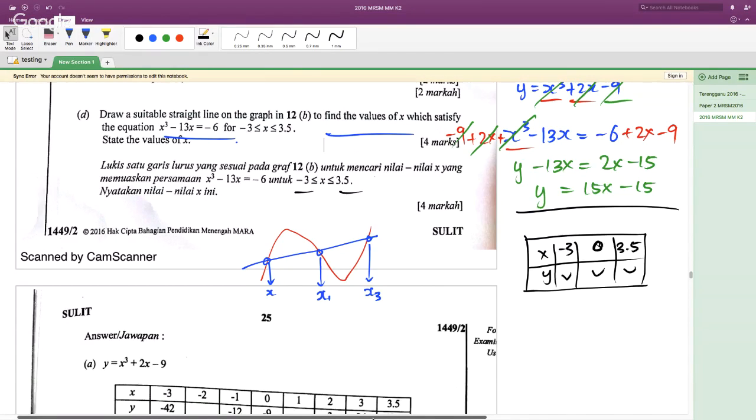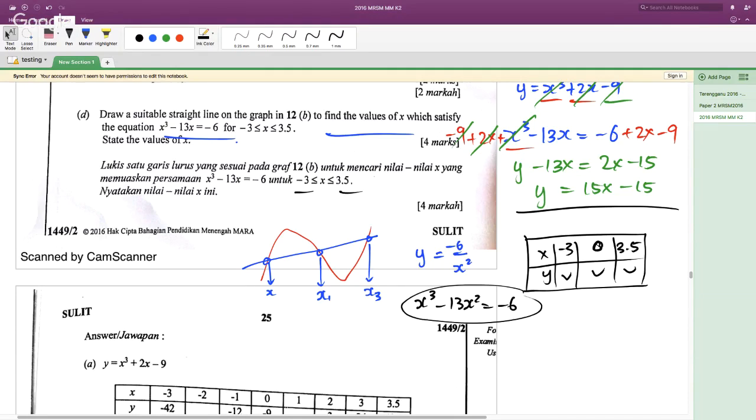It's the same thing. If the question gives the fraction, let's say y equals, this is just a random example, nothing related to this question, maybe negative 6 over x squared. This is y. Then you have another equation that gives you something like this: x cubed minus 13x squared equals negative 6. And then they ask you to draw a suitable straight line and find the x value that will satisfy this equation.